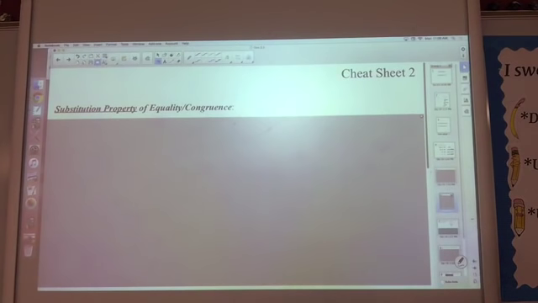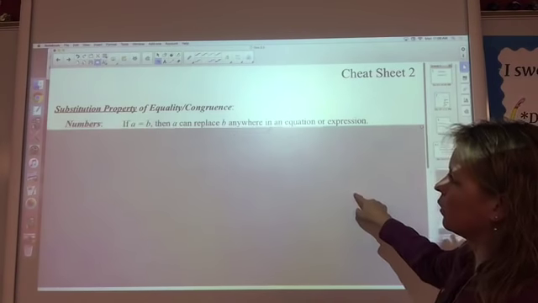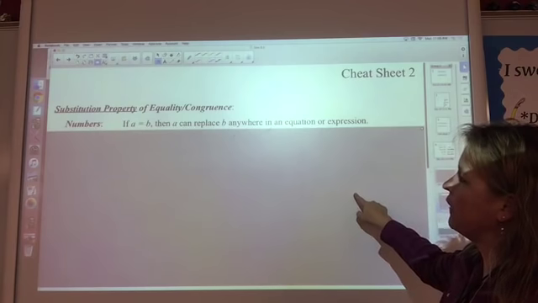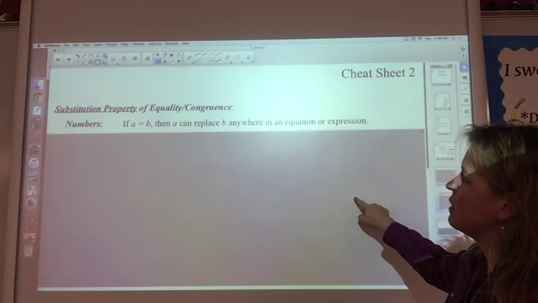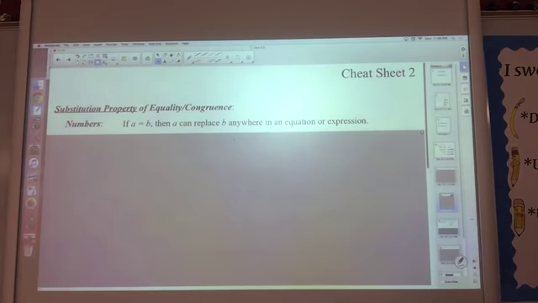But the substitution property of equality works with equals or congruence. You can look at it on your paper. If A equals B, then A can replace B anywhere in an equation or an expression. You can replace it. That's why it's called substitute. If I'm not here one day, they replace me with a substitute teacher.